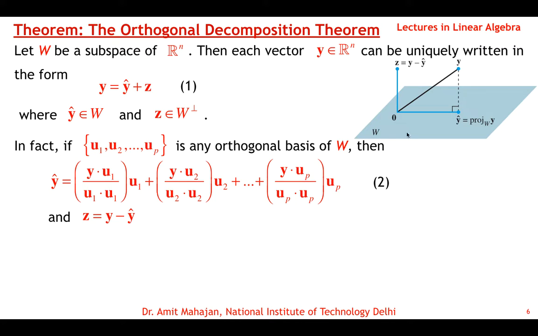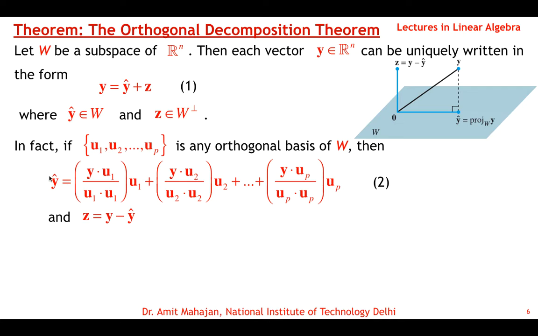In fact, if you know the basis of this subspace, and if you have that u1, u2, up is an orthogonal basis of W, then this y cap can be written as a linear combination of that basis, and we know that the weights c1, c2, cp can be calculated by these formulas, okay, because they are an orthogonal basis. So we already did this in the previous slides, that if I write any vector as a linear combination of orthogonal basis, then the weights can be calculated easily by these formulas, okay.